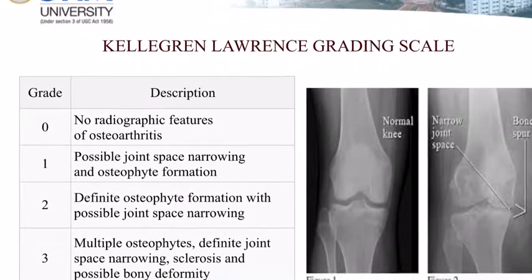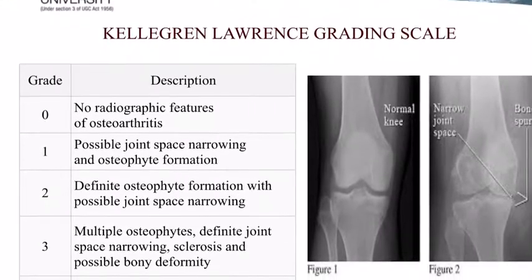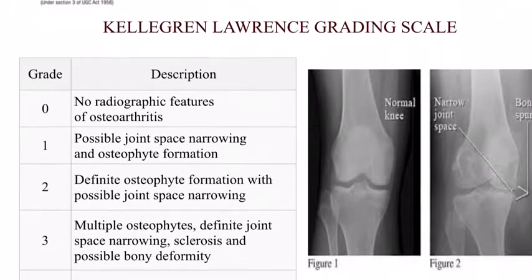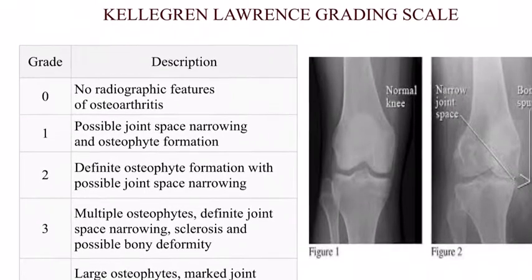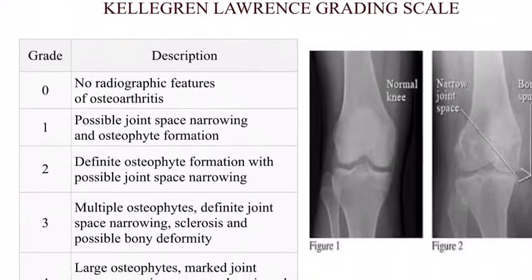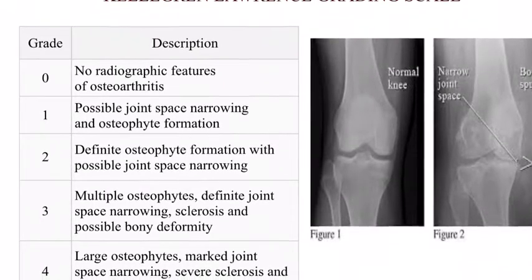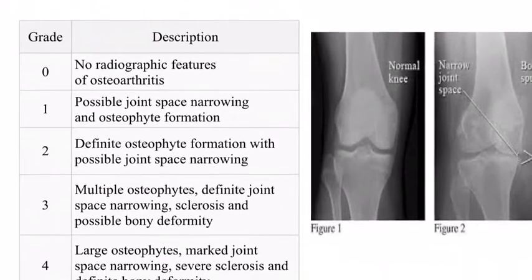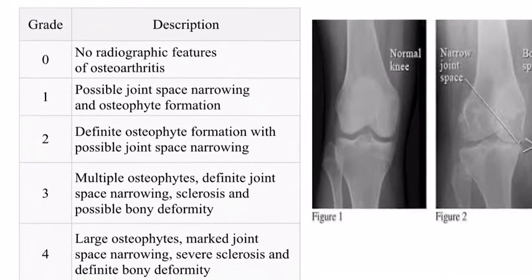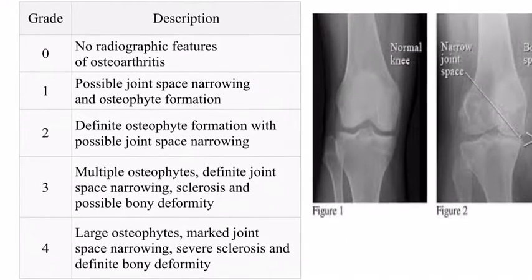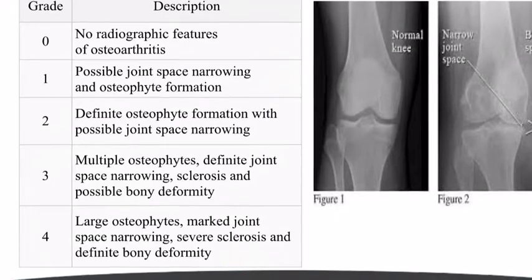The severity of knee osteoarthritis can be graded into 4 based on the Kellgren-Lawrence grading scale from the X-ray. Grade 0, that is KL0, shows no radiographic features of osteoarthritis and refers to a normal person. KL1 will show possible joint space narrowing and osteophyte formation in the X-ray, which symbolizes the starting stage of osteoarthritis. KL2 shows definite osteophyte formation with possible joint space narrowing. KL3 and 4 are advanced stages of osteoarthritis, which show multiple osteophytes, definite joint space narrowing, and possible bony deformity.